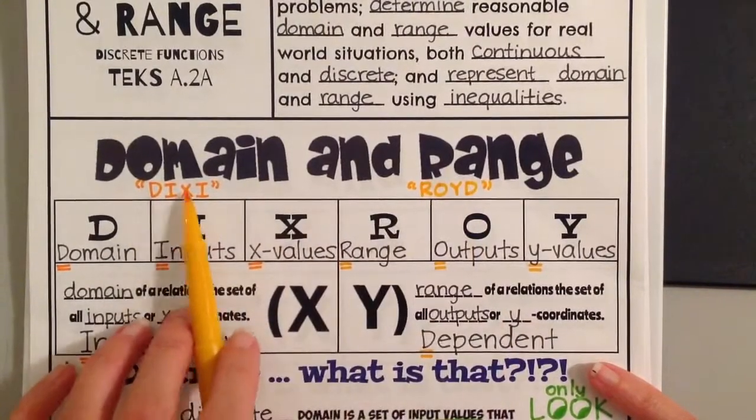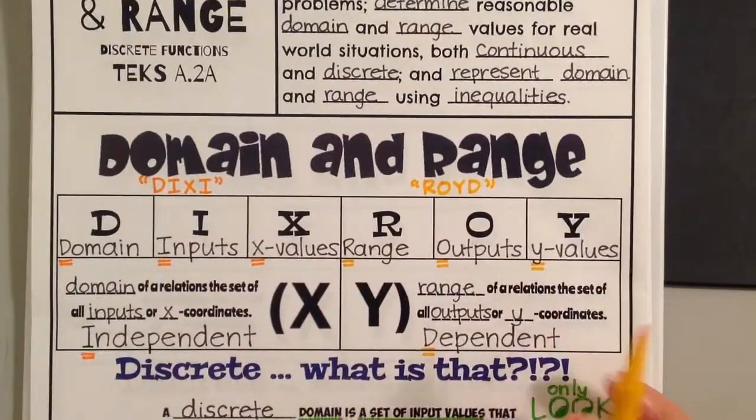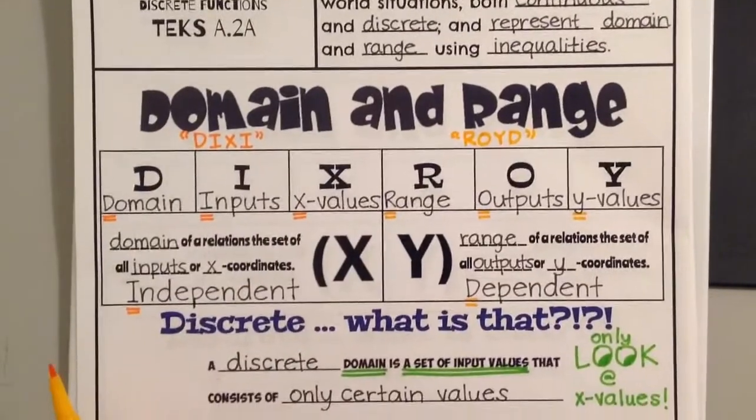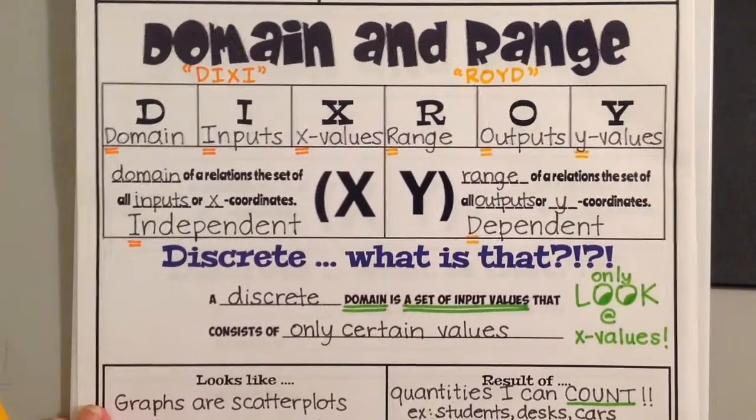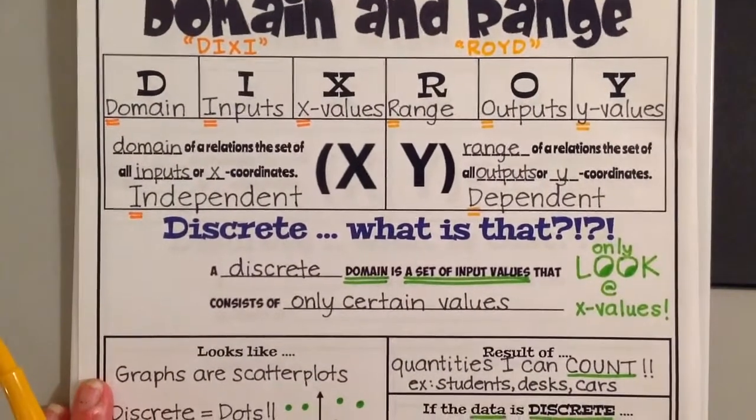So when you put it together, Dixie, Royd, those are going to be 8 letters that should help you connect the vocabulary back to x and y. And once you do that, it does make the problem a little bit easier to solve.